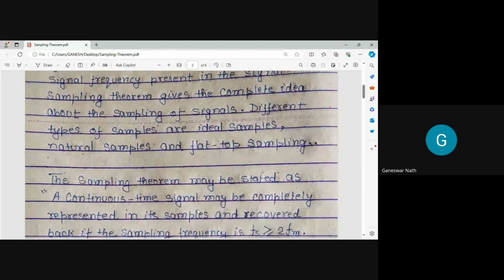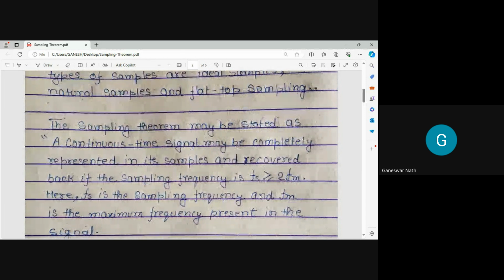Similarly, we can find the sampling theorem, which may first be stated as follows. A continuous time signal may be completely represented in its samples and recovered back if the sampling frequency is much greater than the maximum modulating frequency. Here fs is the sampling frequency and fm is the maximum frequency present in the signal. So this is the theorem that we can get.